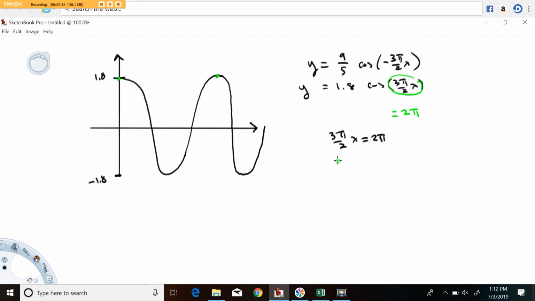And if we solve that for x, we get 4/3. Make sure that that's right. 4 divided by 3, yep. So this x value here is 4/3. Now, a cosine wave is symmetric.